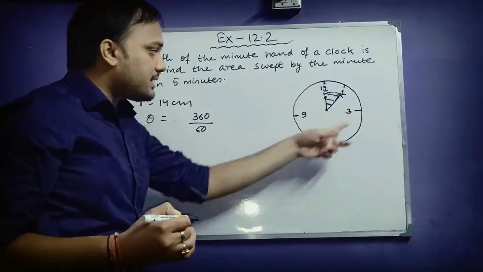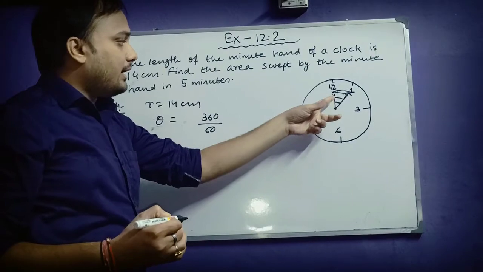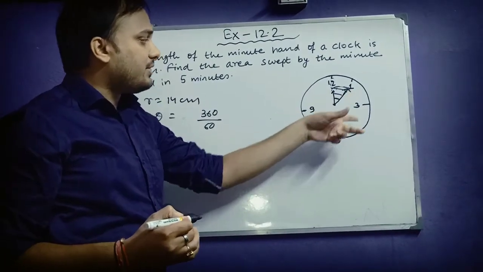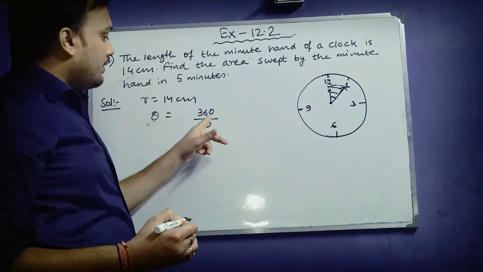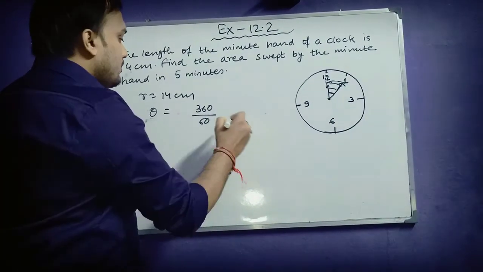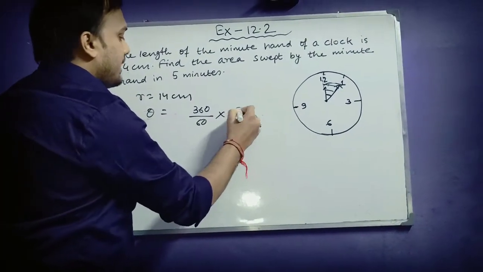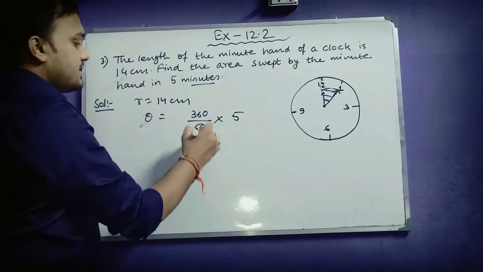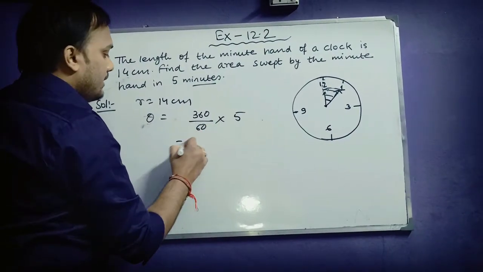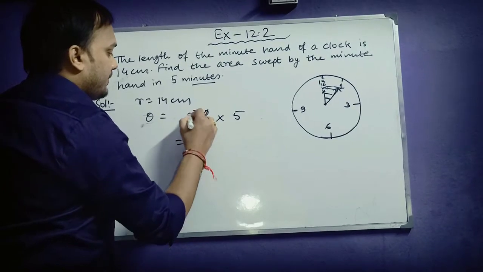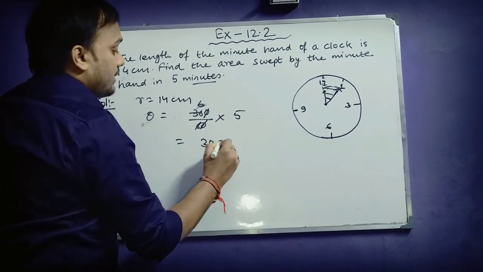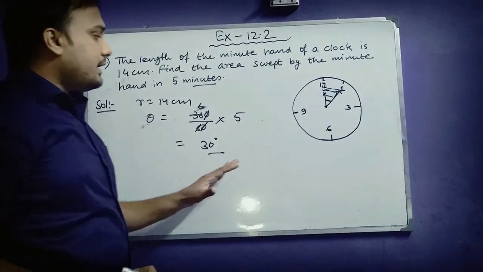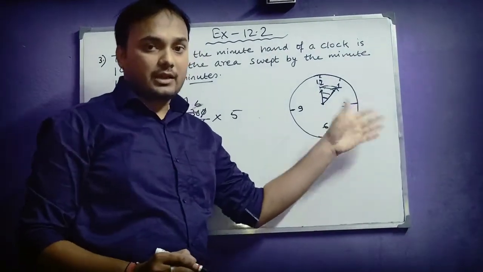What is the angle swept in 1 minute? The total angle is 360 degree, and the complete revolution of the minute hand takes 60 minutes. So each minute will be equal to 360 by 60, into 5 minutes, as we are asked to find only for 5 minutes. So 360 by 60 into 5 will give you 30 degree. So 30 degree is the angle swept by the minute hand in 5 minutes.